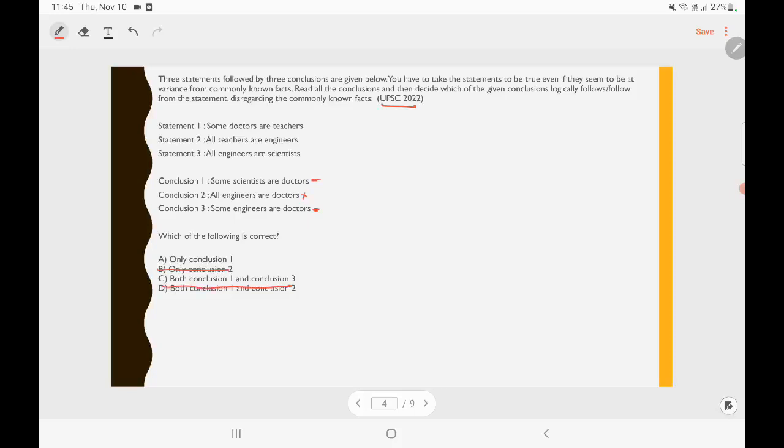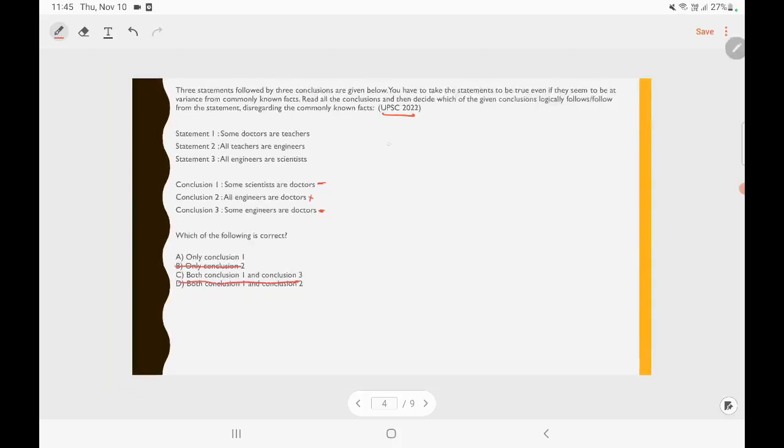Now you can apply Venn diagram or the other method of representation. So let's go for Venn diagram, then I will show you how you can do with representation as well. So it says that some doctors are teachers. Some doctors are teachers means if this circle represents doctors, this circle represents teachers. So there will be a small intersection. Right, this is the intersection.